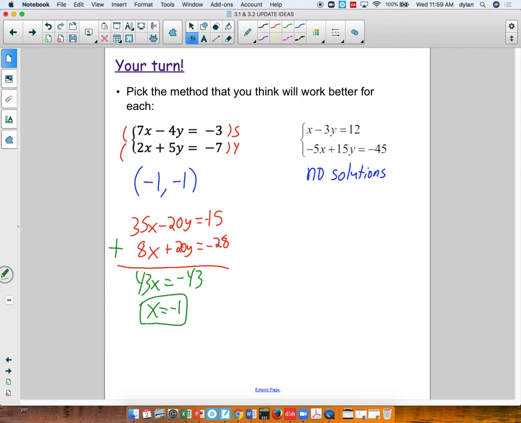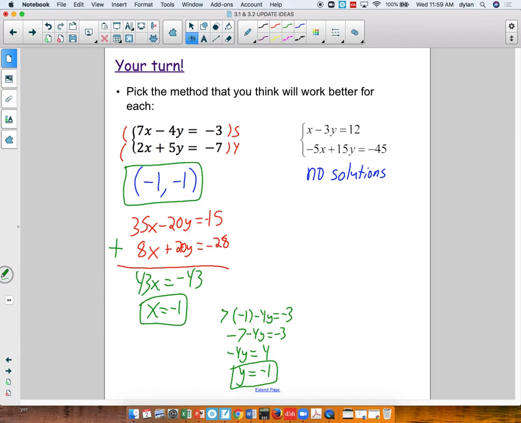And I'm going to plug x equals -1 back into the original equation. So, and I'll just use the top one, 7 times -1 minus 4y equals -3. So -7 minus 4y equals -3. I'm going to add 7 to both sides. -4y equals 4. And that tells us that y equals -1, which leads us to our answer of -1, -1.